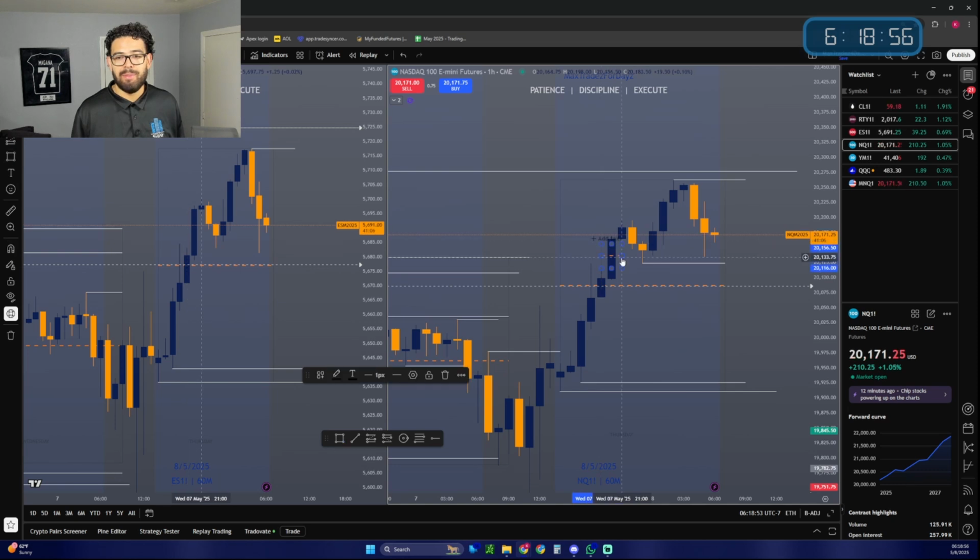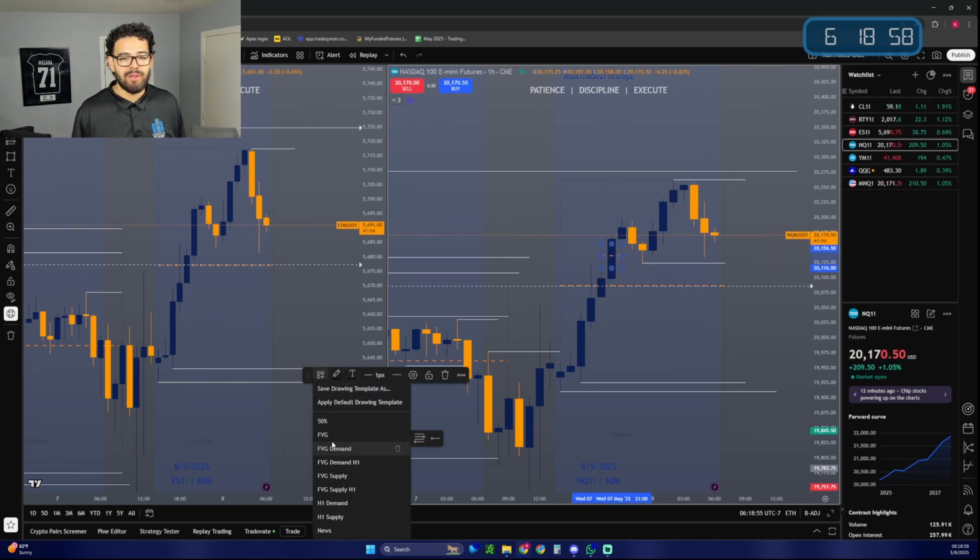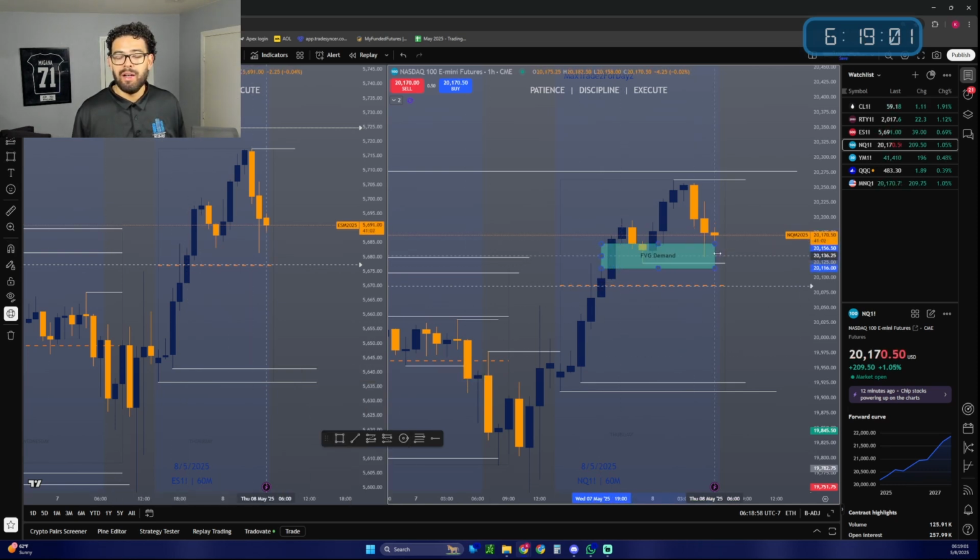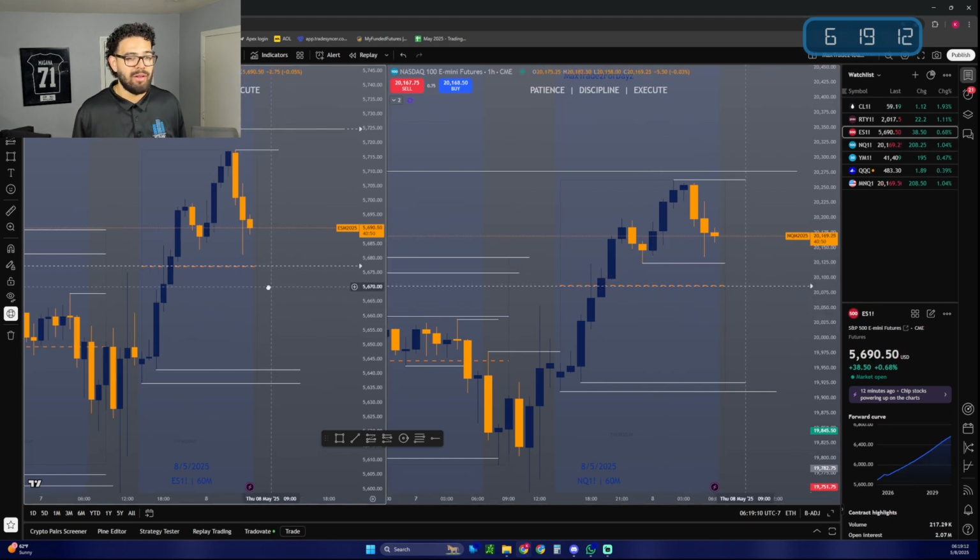There's also this gap here. This gap has already been mitigated though. Already tapped into it on the hourly. You guys can see it here. Price already came down in here, tapped into it, and already gave that bounce. So probably not going to be looking into that for a possible setup. But the sweep, I will be interested with the 50% level there as well.